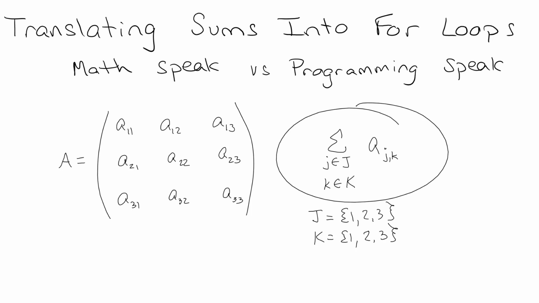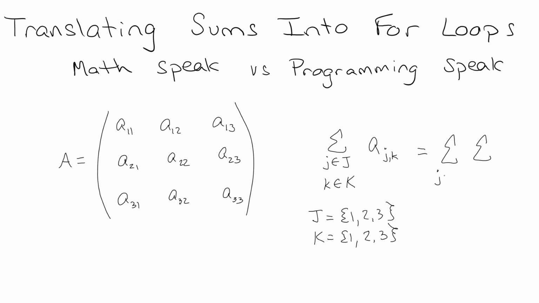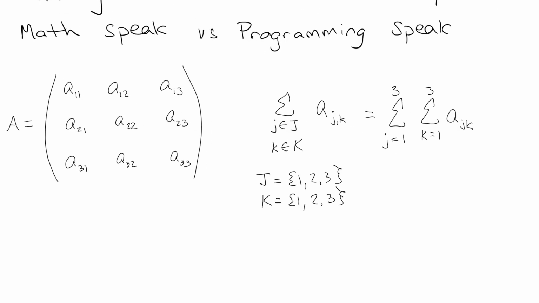But really, I'm going to go ahead and rewrite this as a programming person might like to actually see. Basically, you can think about this as two separate summations. So we're going to sum J, in our case, going from 1 to 3. And then K is going from 1 to 3. And we're going to sum A sub JK, like that.